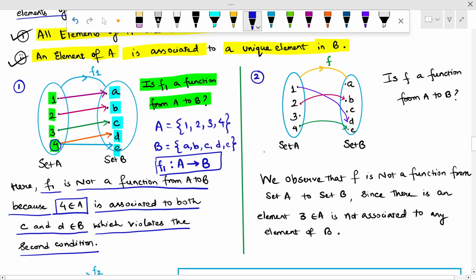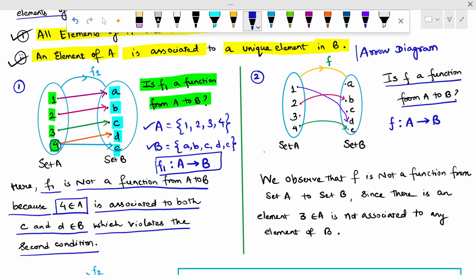The sets are the same again, A and B, but this time we have considered a mapping f from A to B. We need to check whether this f is a function from A to B. So we have made the arrow diagram. This thing is called the arrow diagram. I think you know this. If you do not know this, kindly check out the relations playlist as provided in the I button. So this is the arrow diagram.